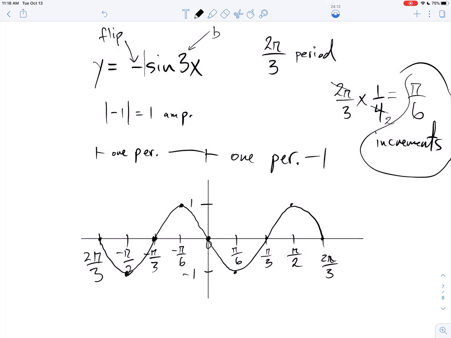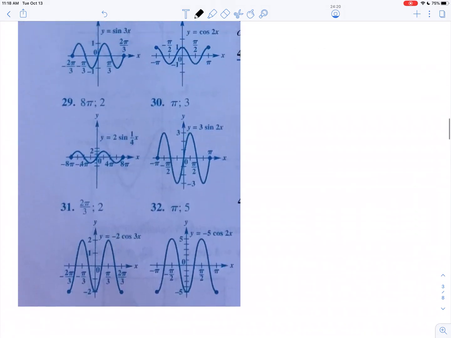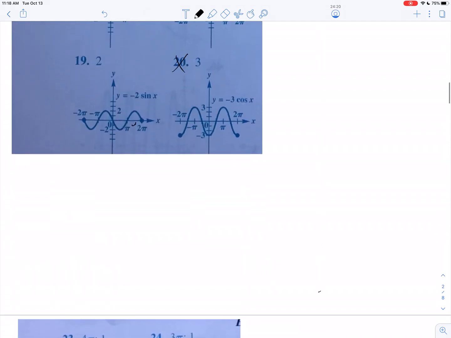2 periods total. All right, guys. You got the idea, I'm hoping. And if not, remember, ask me questions in the Zoom room. But here's the second part. Here's the second part of things. There's the answer key for it.